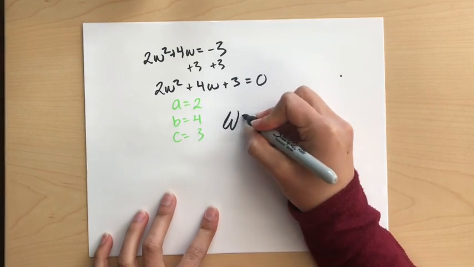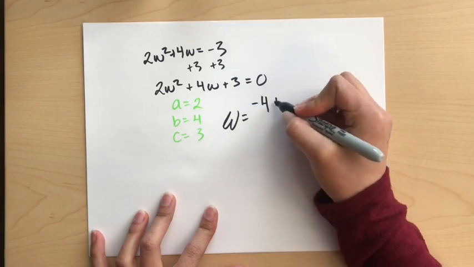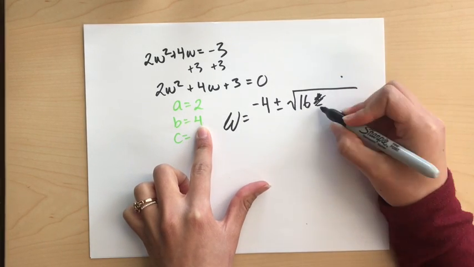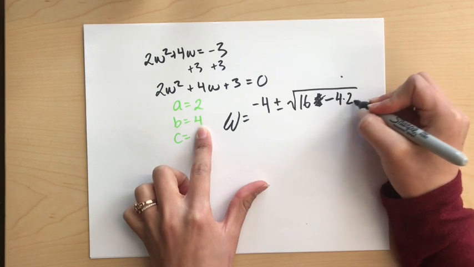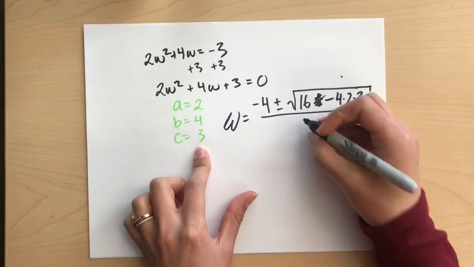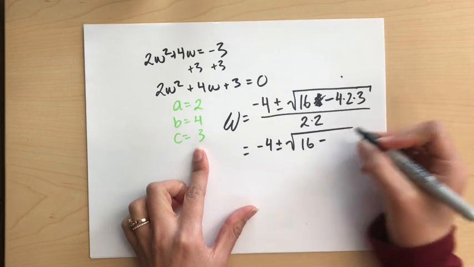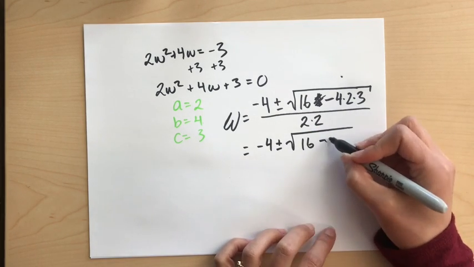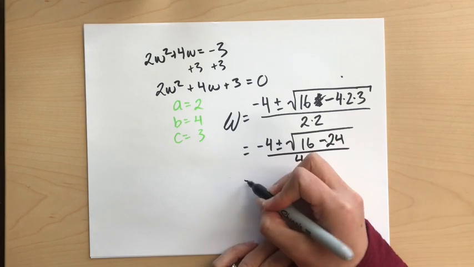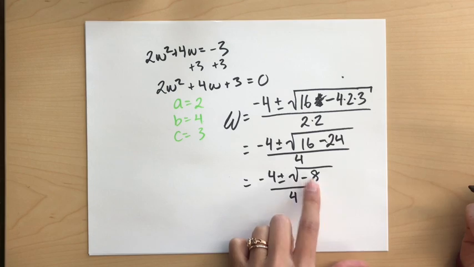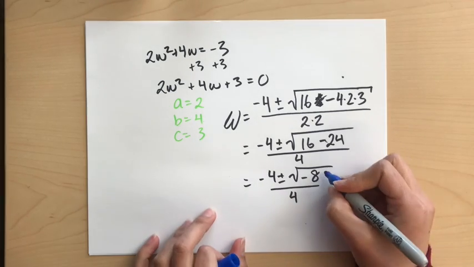So then I say, okay, w is equal to negative b, which is negative 4, plus or minus the square root of b squared, which is 16, plus, not plus or minus again, minus 4 times 2 times 3, all over 2a, which is just 2 times 2. So negative 4 plus or minus the square root of 16 minus 4 times 2 is 8, so that's going to be 8 times 3, which is 24. And then that gives me a negative 8 once I subtract 16 minus 24.